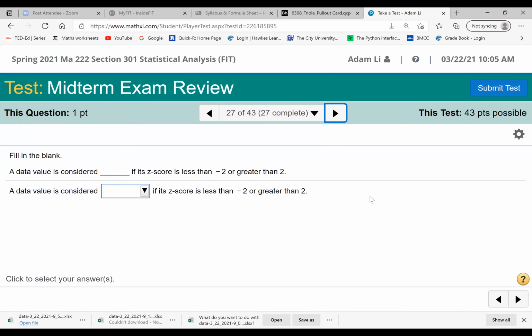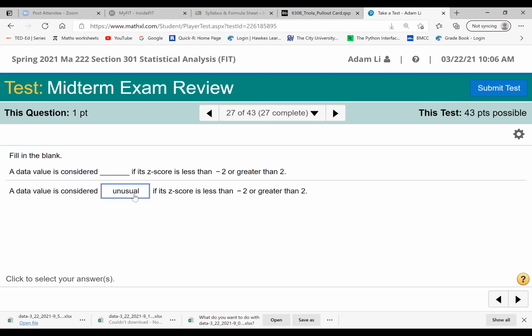Question 26. I omitted 27. A data value is considered unusual if its z-score is less than -2 or greater than 2. So the usual range is between -2 and 2. If it is less than -2 or greater than 2, then we call these unusual values. We call these extreme values, and you can also call them potential outliers.